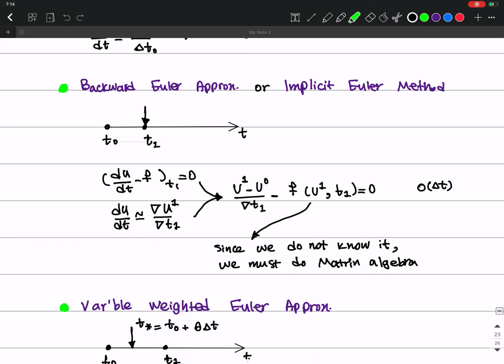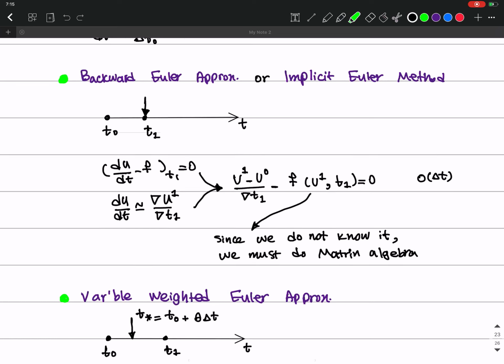The backward Euler approximation, or implicit Euler method, is where when you sit here, you have to evaluate your function for the future value of u1, which you don't know. So you might need to do matrix algebra in more complex cases. And this is also order delta t. The disadvantage, as I said, is it might be harder to implement, but the advantage is it's unconditionally stable.